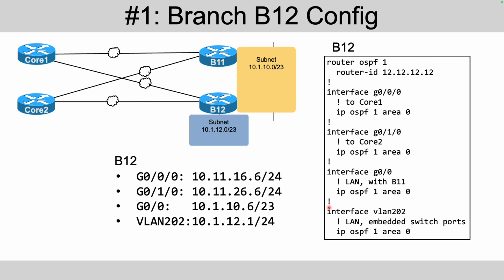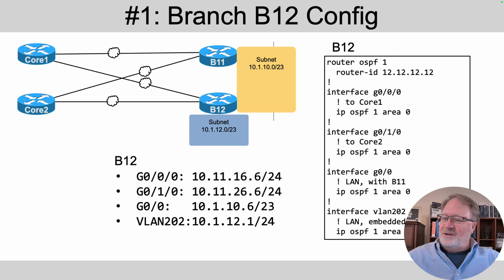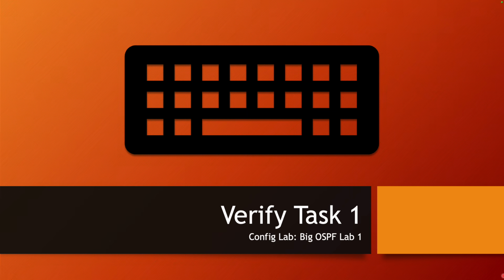Now, I'm not going to show you B21's configuration, but basically it's everything for the two WAN interfaces and the one LAN interface that you've seen in the other two remote routers, just with different numbers in there.